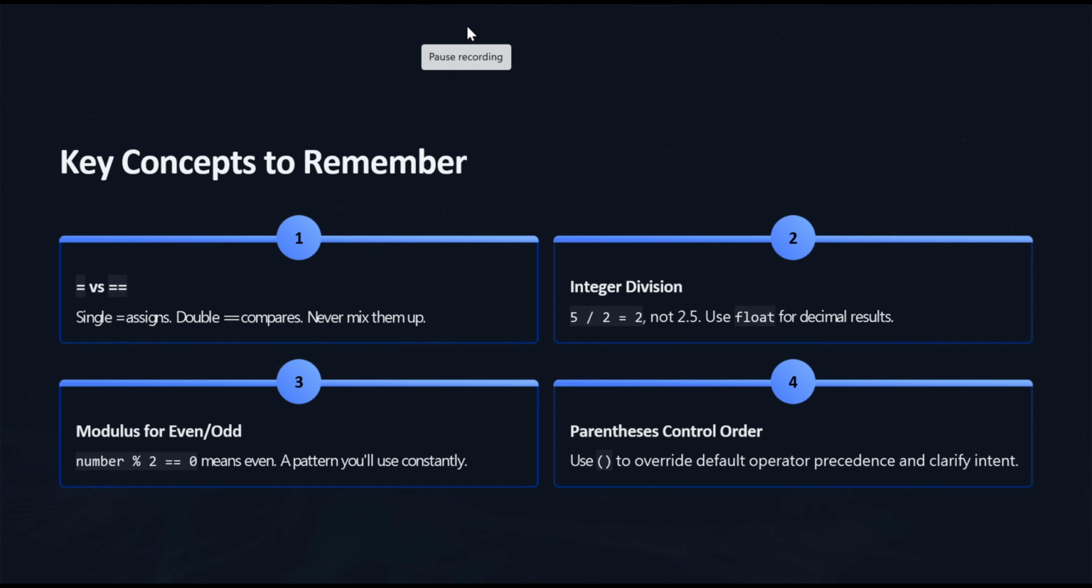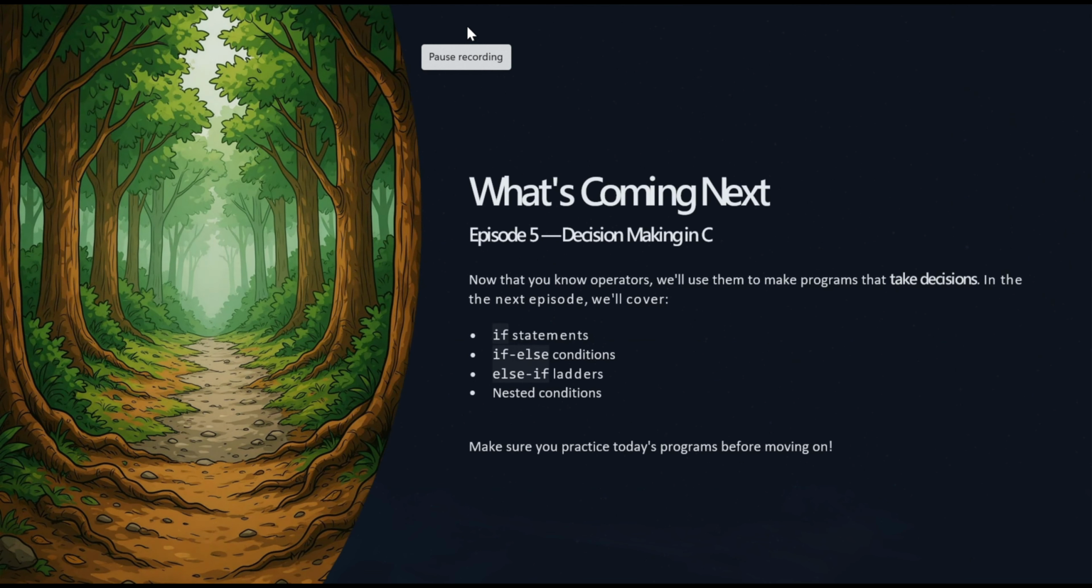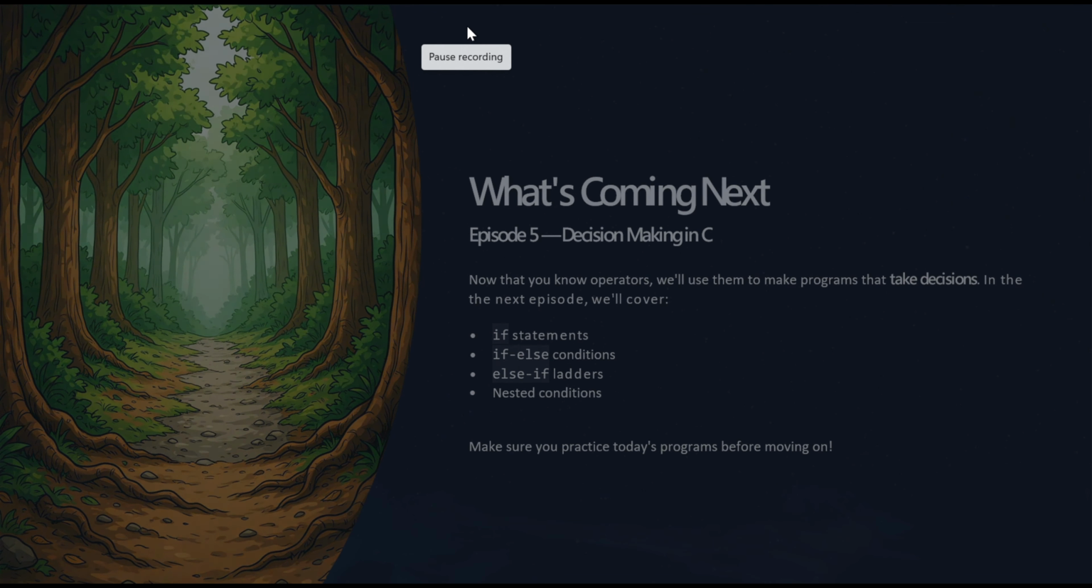Key concepts to remember: single equals assigns, double equals compares. Never mix them up. Integer division 5 / 2 equals 2, not 2.5. Use float for decimal results. Modulus for even or odd: number % 2 == 0 means even, a pattern you'll use constantly. Parentheses control order, used to override default operator precedence and clarify intent.